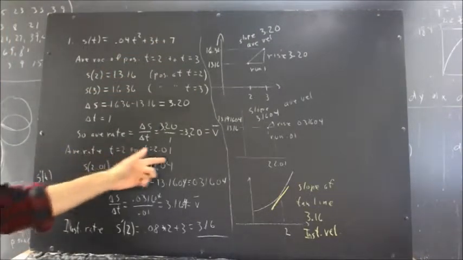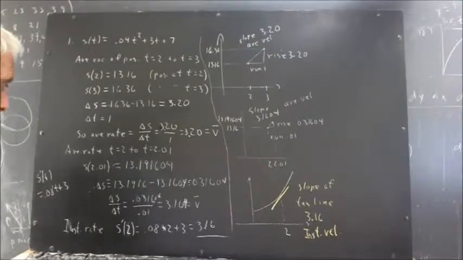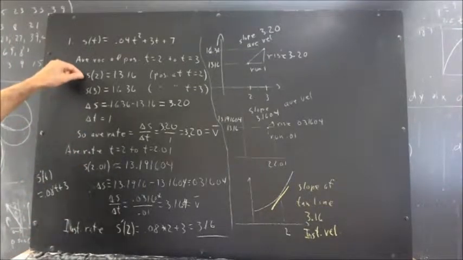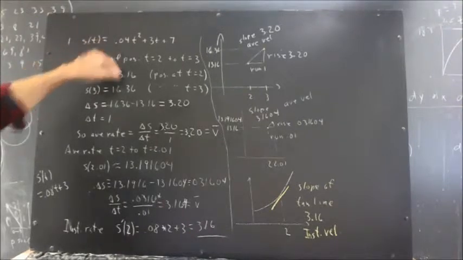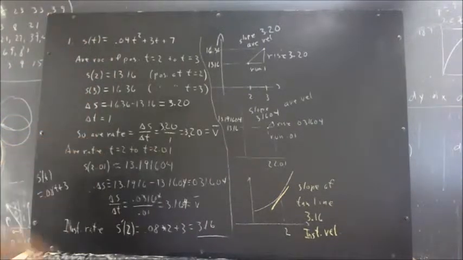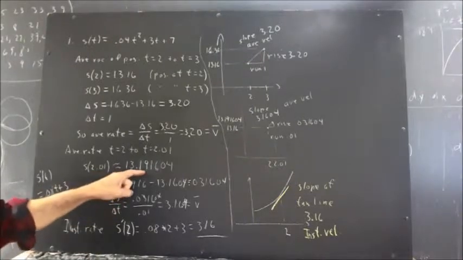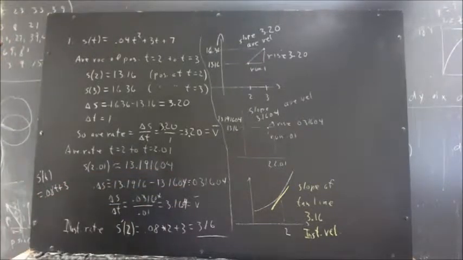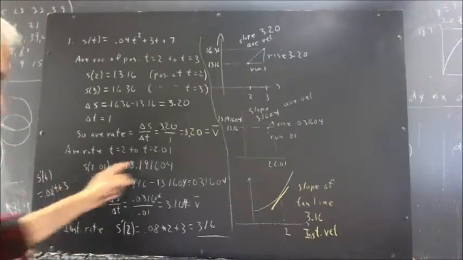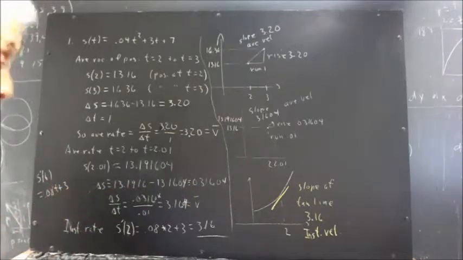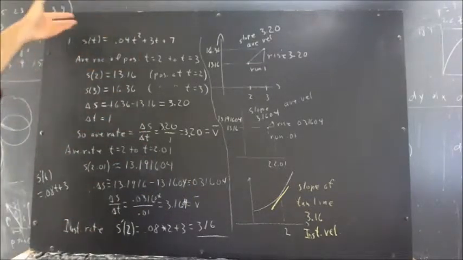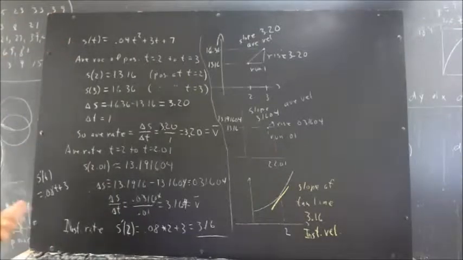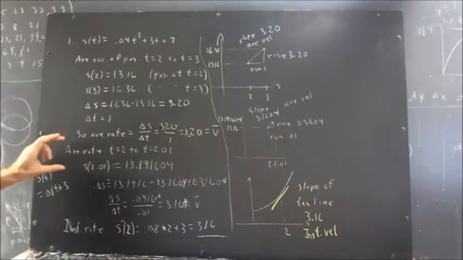Now, between 2 and 2.01 seconds, what's the average velocity? Well, we already know what the position is at t = 2. It's 13.16. If we plug 2.01 in, we get 13.191604. Now, this is a little strange if you're a physics student because we've got way more significant figures than our information permits, but we're assuming an ideal case where everything is completely accurate. It doesn't correspond to physical reality, but this is an ideal reality that we're talking about here.